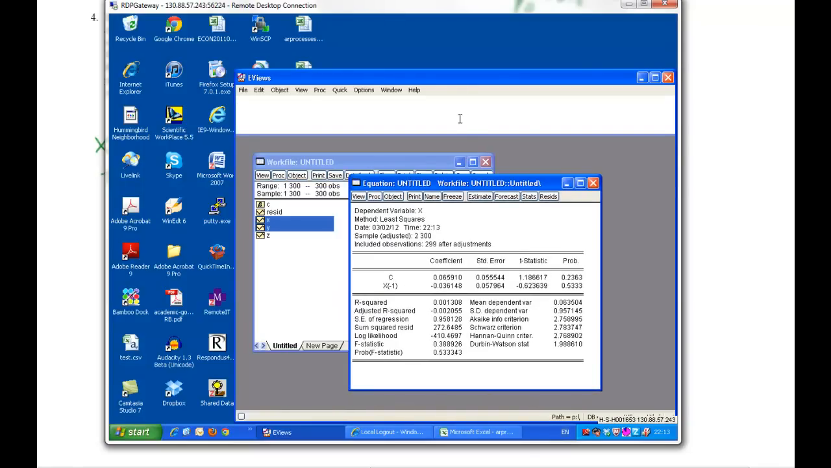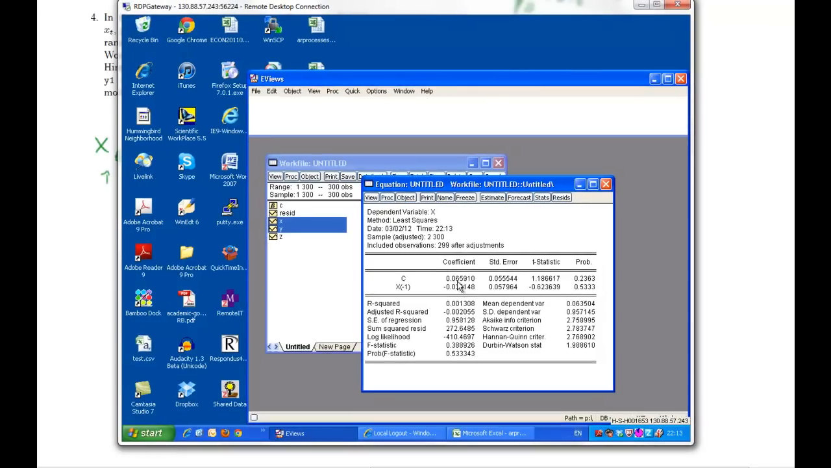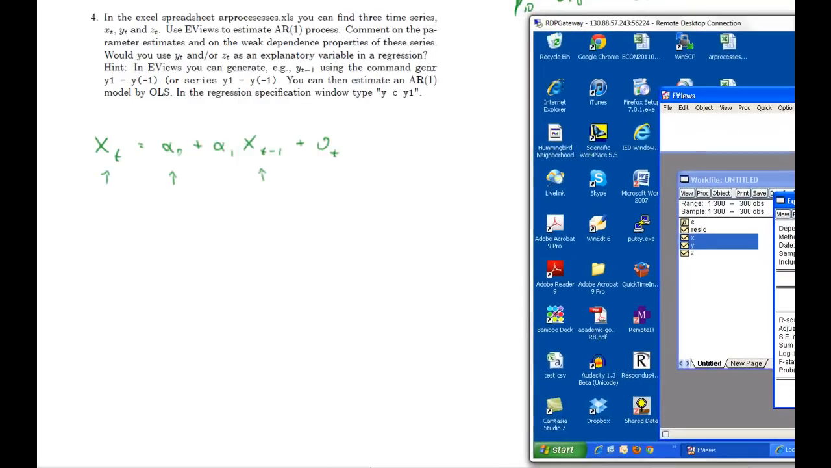What we get is this: coefficient constant 0.0659 and the AR1 coefficient negative 0.036. Let me just copy that across here. So we get xt hat, our regression line, is approximately 0.069, no sorry, not plus, but minus 0.036 xt minus 1. So this coefficient here is pretty small. It is certainly smaller than 1. That means we already know that what we have here is most likely a stationary process.